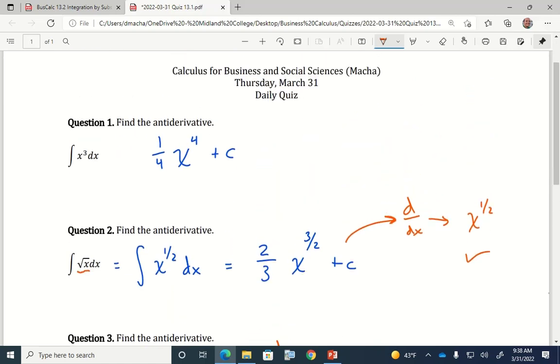And first one, taking the derivative is going to give me just x cubed, which is my integrand. So you can always check your work after you've taken an antiderivative by taking the derivative and seeing if you get back what you should. So there's no excuse for missing questions on our next exam. You can always check your work. It's taking the derivative.